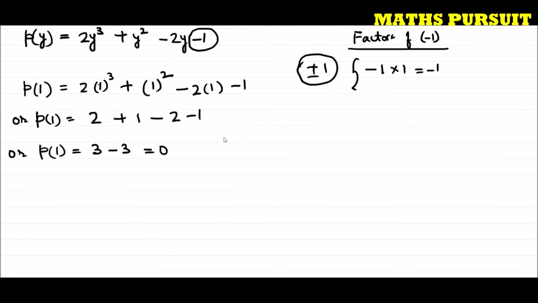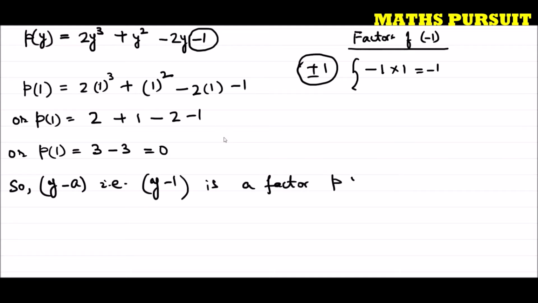That means we can easily say that y - a, that is y - 1, is a factor of p(y). Now we are able to find out one factor. So let me write down the original equation.